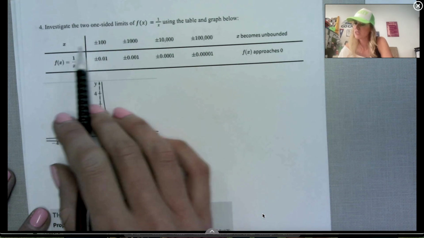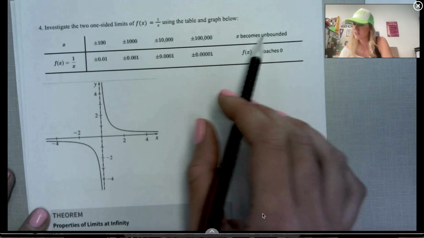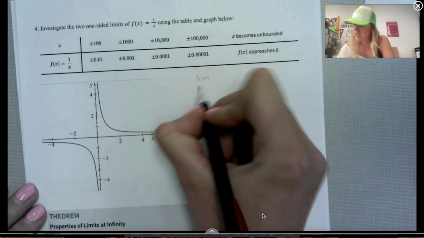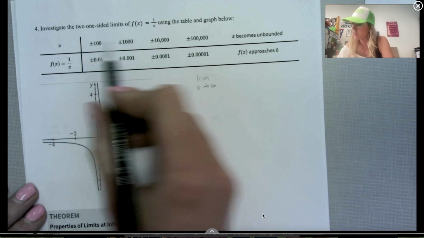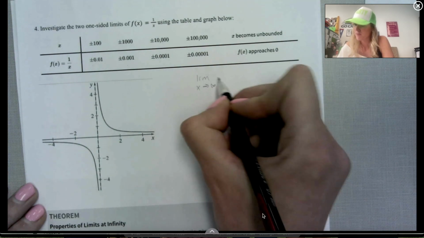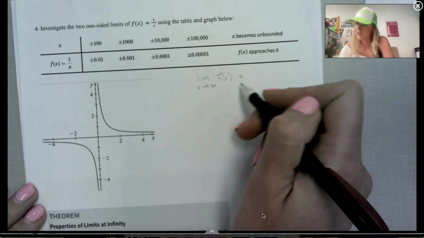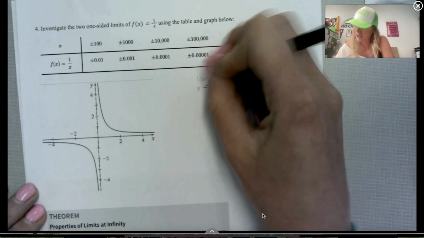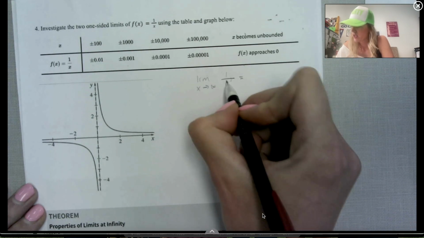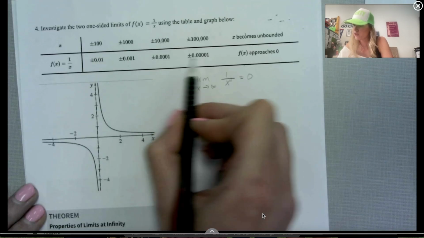So as we look at x getting bigger, another way to say this is x is approaching infinity. So the limit as x approaches positive infinity, okay? I'm just looking at the positive one to start. Of f of x, and actually I'm going to write the function, sorry. Our function's 1 over x, okay, equals 0, right? These are getting smaller and smaller and smaller.